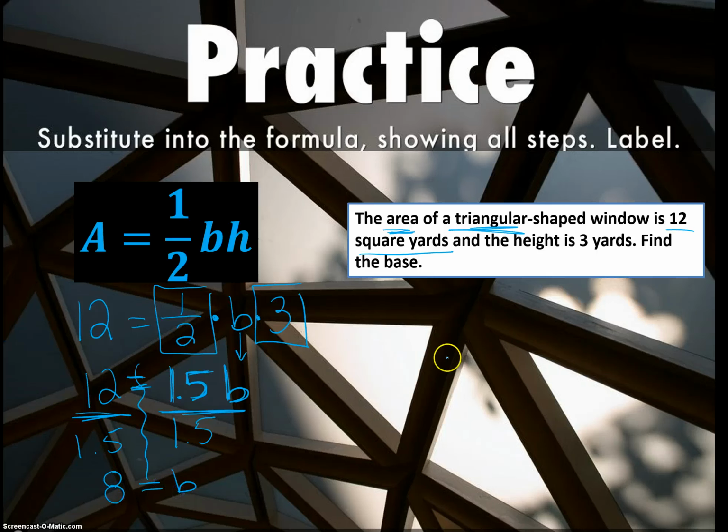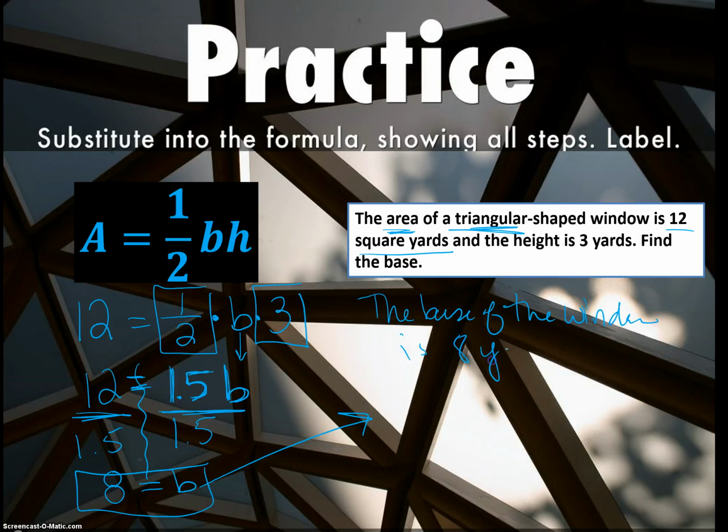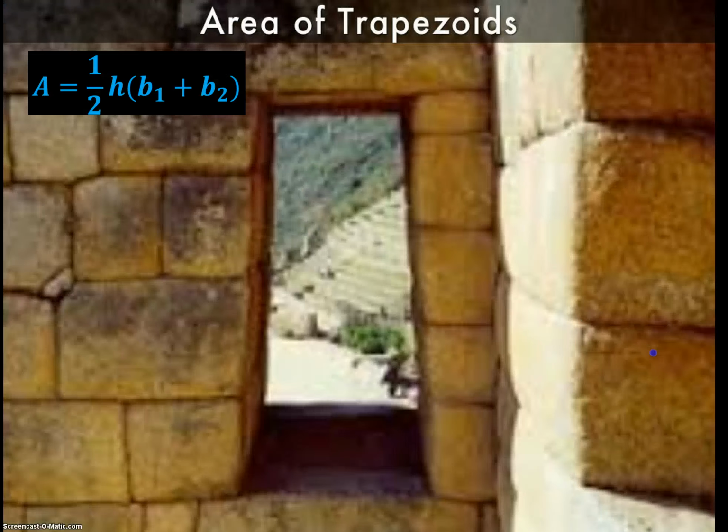Not done yet. This is a word problem, and in area, everything has a label. So the 12 square yards, the base is not in square yards. It is just in plain old yards. The base of the window is 8 yards. Can you convert that to feet for me? Awesome. 24. 8 yards. Thank you.